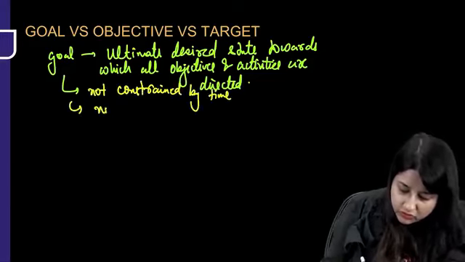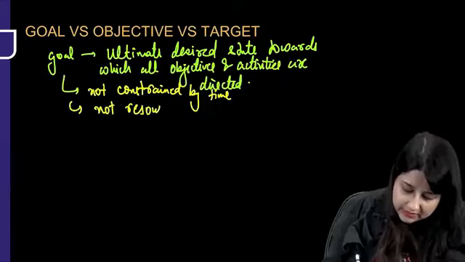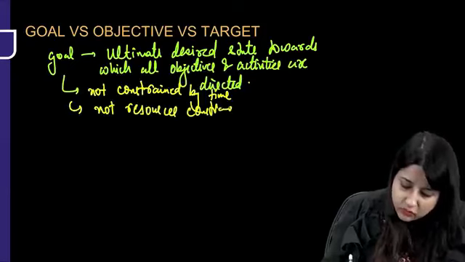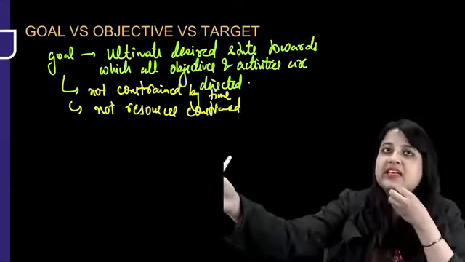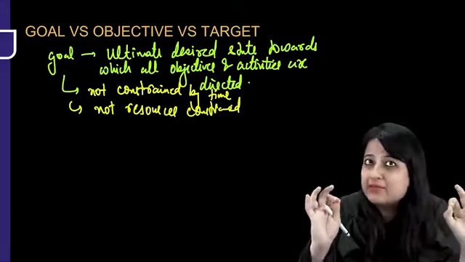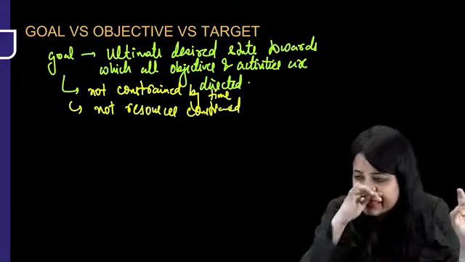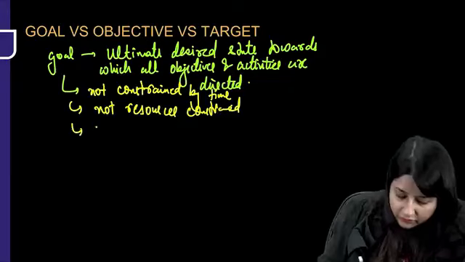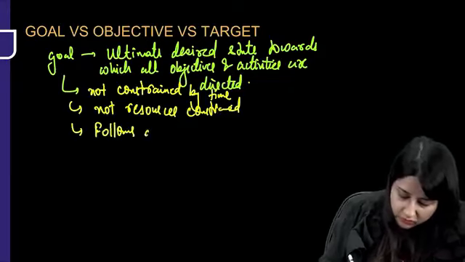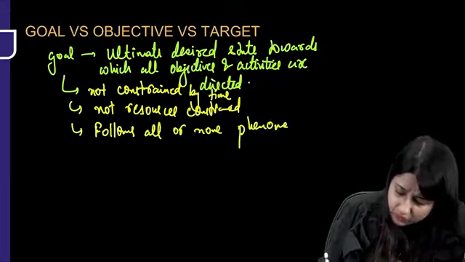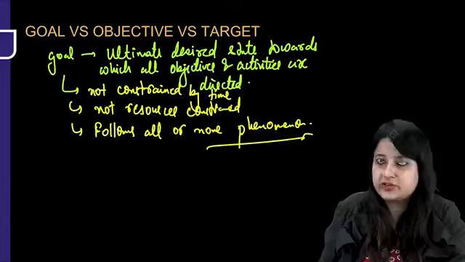It is also not resource constrained. So goal is something that I want to ultimately achieve. So it should not be bound, it should not have the limitation of time attached to it. Plus resources, I can take whatever resources I want to achieve my goal. So this also follows the all or none phenomenon, meaning goal will either be achieved or not achieved. Then the next one is objective.